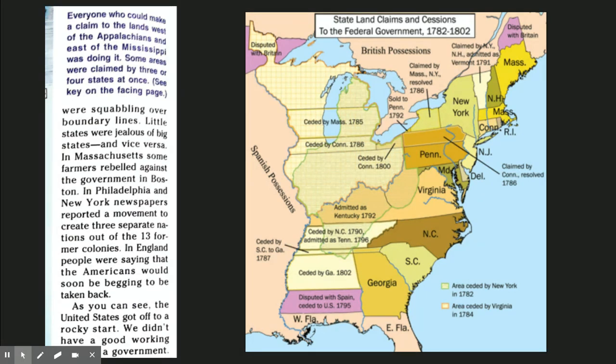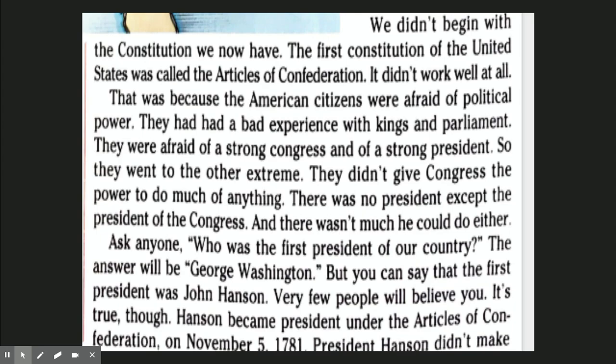As you can see, the United States got off to a rocky start. We didn't have a good, I can't read that word, plan for a government, I'm going to guess it says. We didn't begin with the Constitution we now have. The first Constitution of the United States was called, and memorize this, you're going to have to know it, the Articles of Confederation. It didn't work well at all.